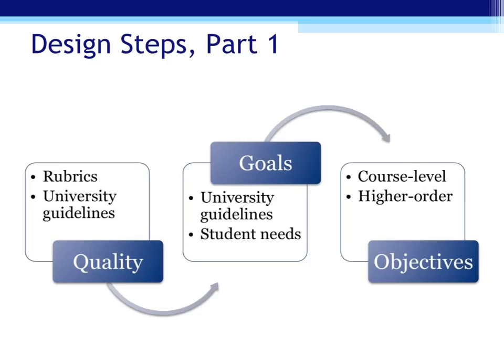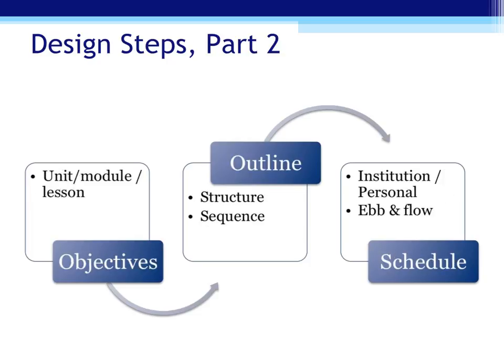These objectives, or statements of what the student will know or be able to do, should be written as higher order objectives such as analyze, synthesize, evaluate, and create. Once you have your higher order course level objectives written, you can begin developing objectives for units or modules and individual lessons. The objectives at this level will help the students achieve the higher order course level objectives.